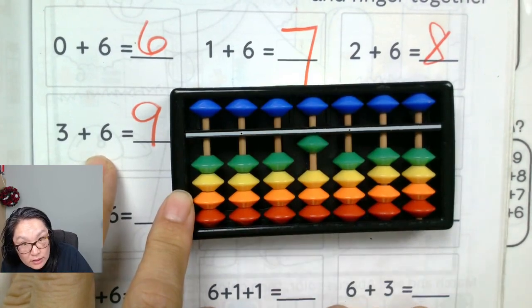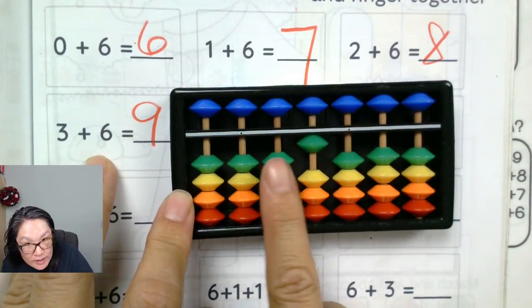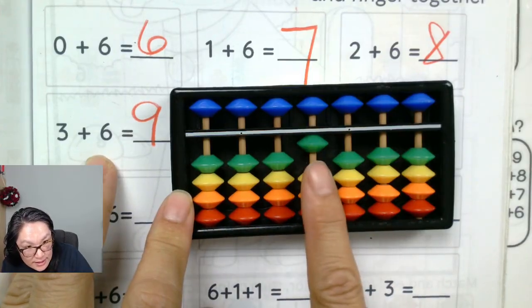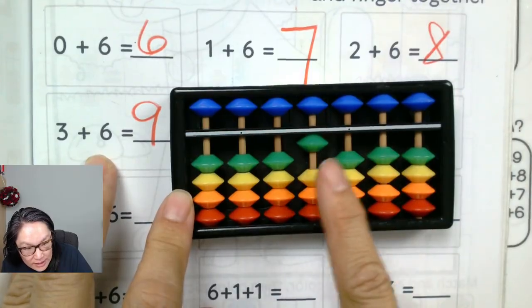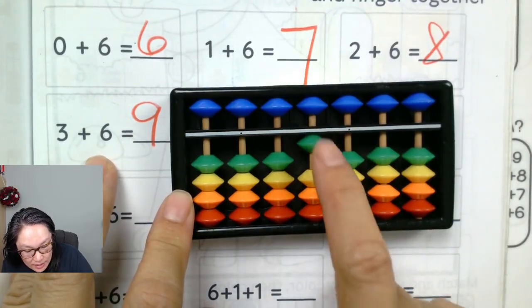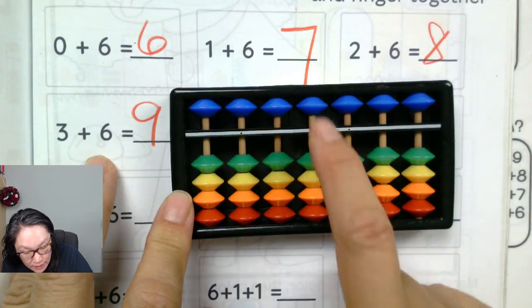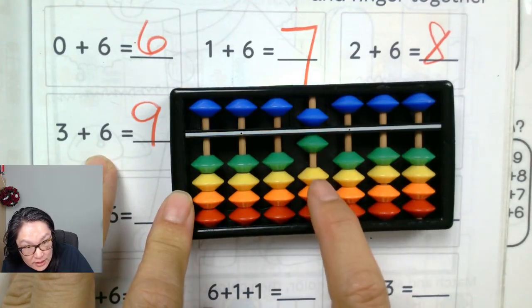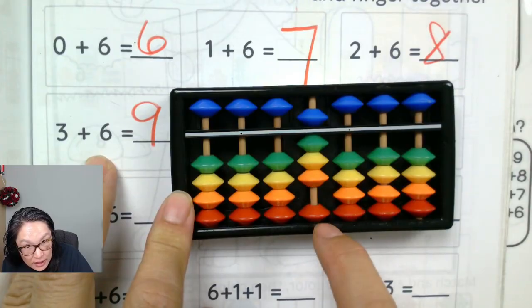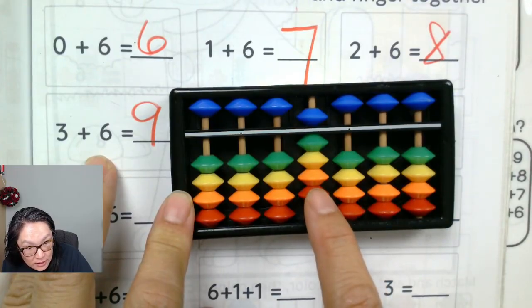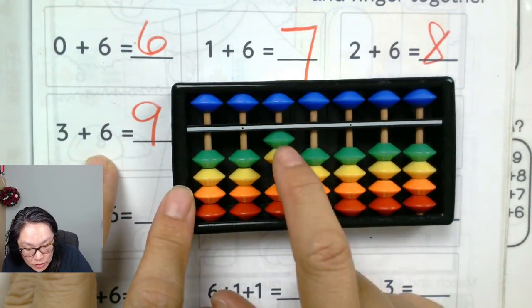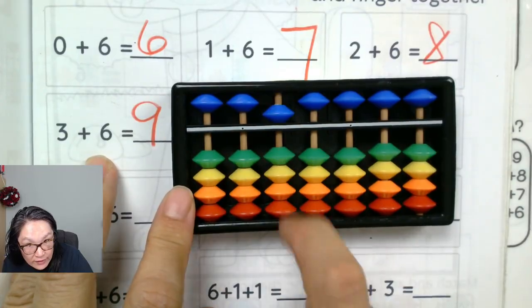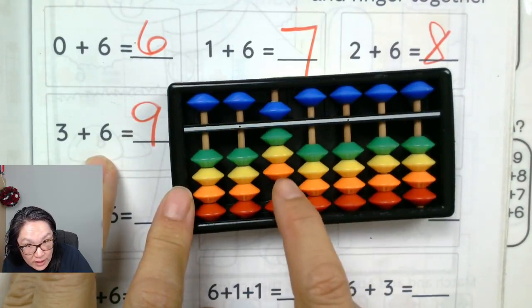0, 1, 10. Because every column is a place value. This is the 1s, this is the 10s. 1s and 10s. So we can count by 10s. 10, 20, 30, 40, 50, 60, 70, 80, 90. 100, 200, 300, 400, 500, 600, 700, 800, 900.